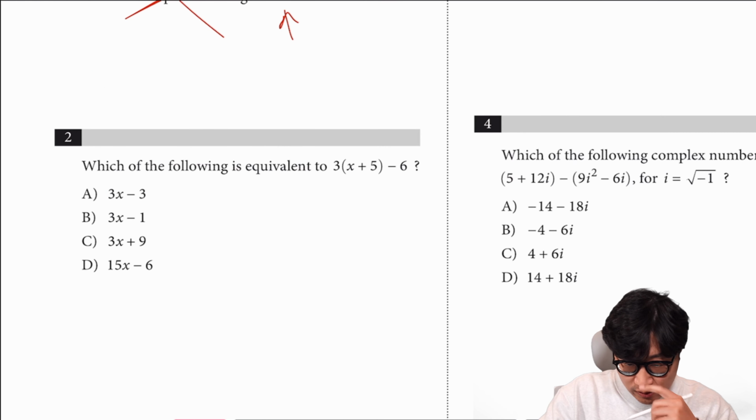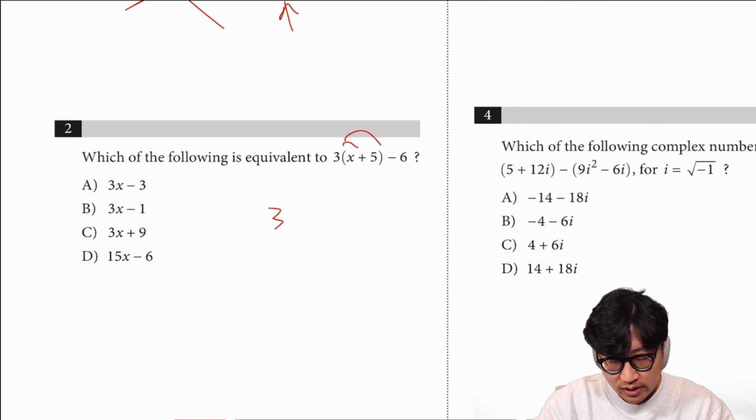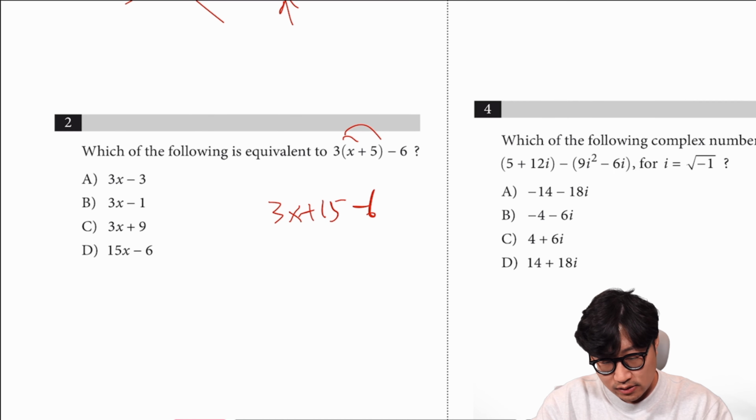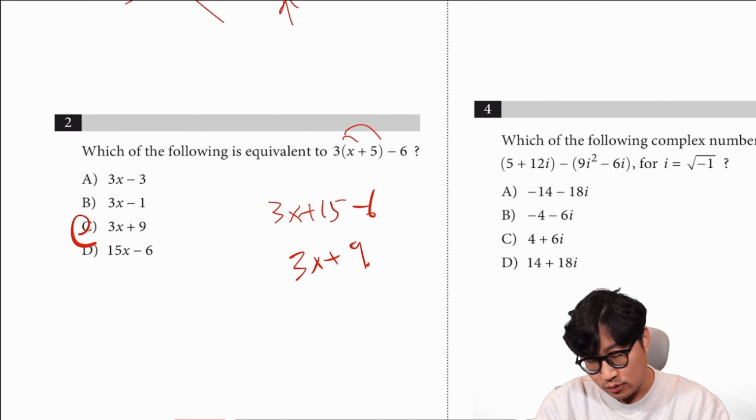Number 2, which of the following is equivalent to that? So let's distribute: 3x plus 15 minus 6. So that'll be 3x plus 9, which is answer choice C.